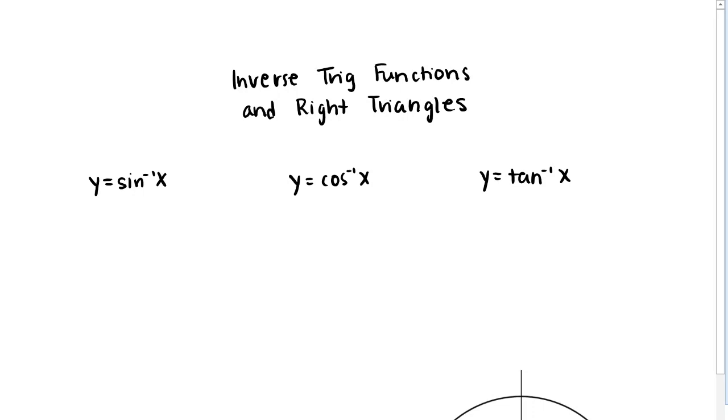So we've defined inverse trig functions already. We said that if sine, for example, is a function that takes in input values that are representing angles and gives back values that are the y-coordinate on the unit circle, well, inverse sine does the reverse of this. And so here it takes in y-coordinates on the unit circle, and it gives back their corresponding angle on the unit circle.